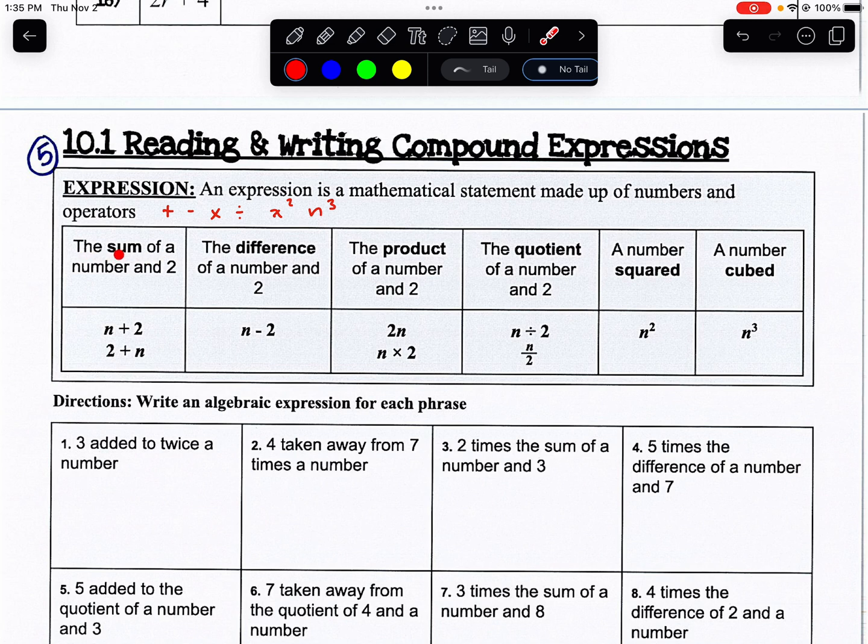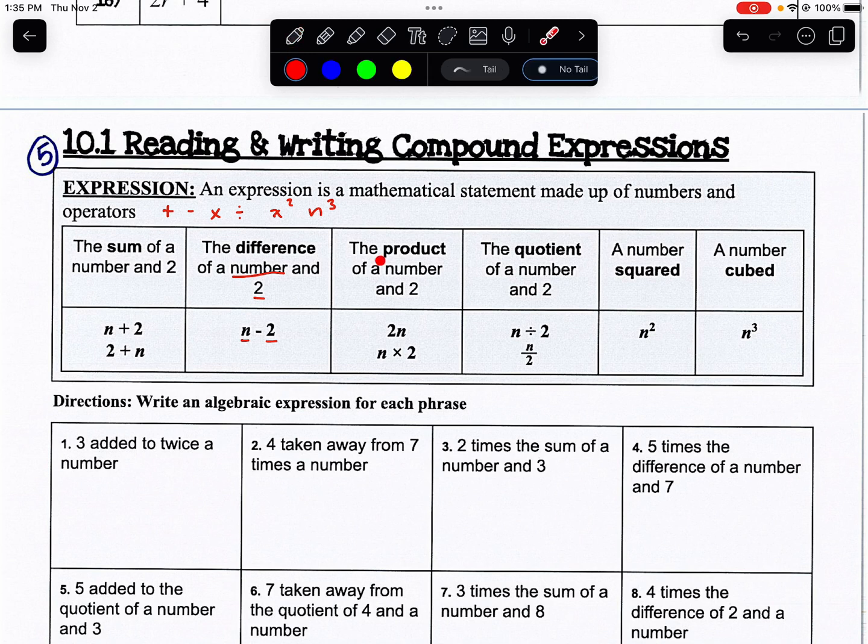Whenever you see the word sum, that relates to addition. So the sum of a number and 2 is n plus 2, or 2 plus n, because order doesn't matter when we add. The difference of a number and 2, difference has to do with subtraction, so that's n minus 2. And how do we know? Well, it said of a number and 2. So that means the number goes first and 2 goes afterward.